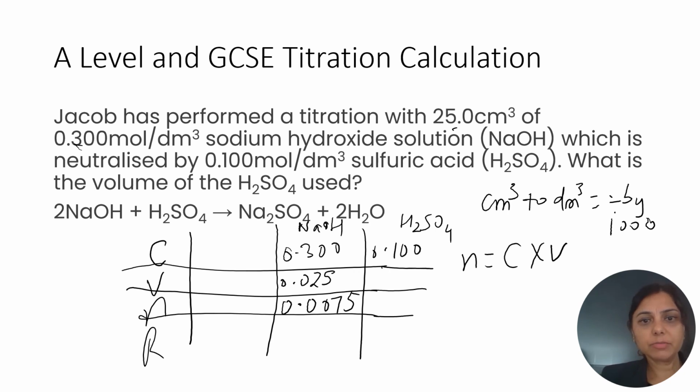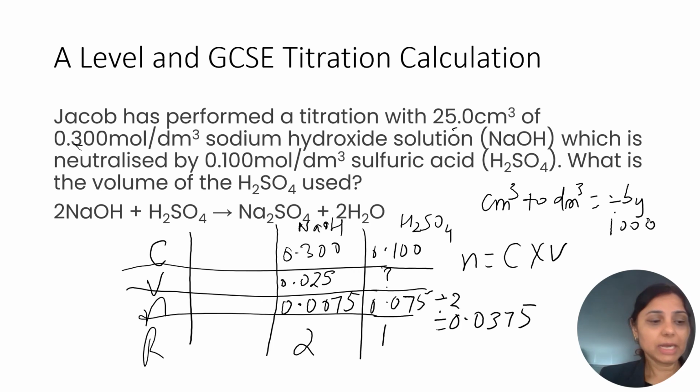And on the other side, if I look at sulfuric acid, I've been given the molarity, which is 0.100. I don't know what the volume is, and I can look at the ratios. The ratio is 2 to 1, which then means I need to divide 0.075 by 2. If I do that, 0.075 divided by 2 will give me 0.0375. Now that I know my number of moles and concentration, I can rearrange this triangle.